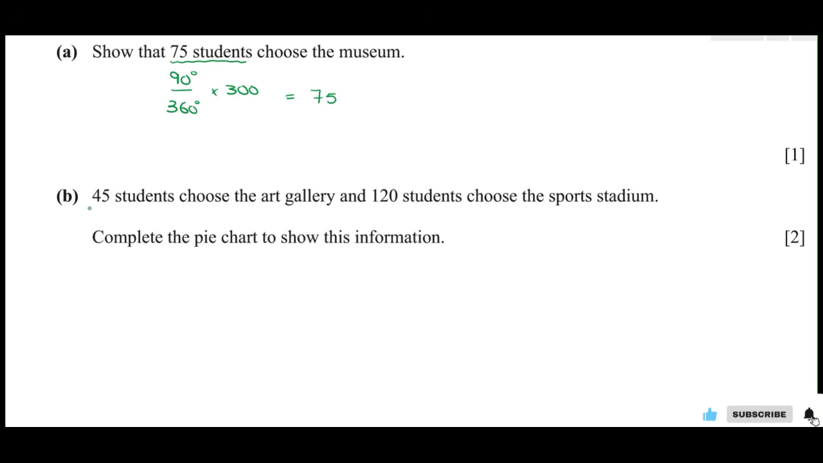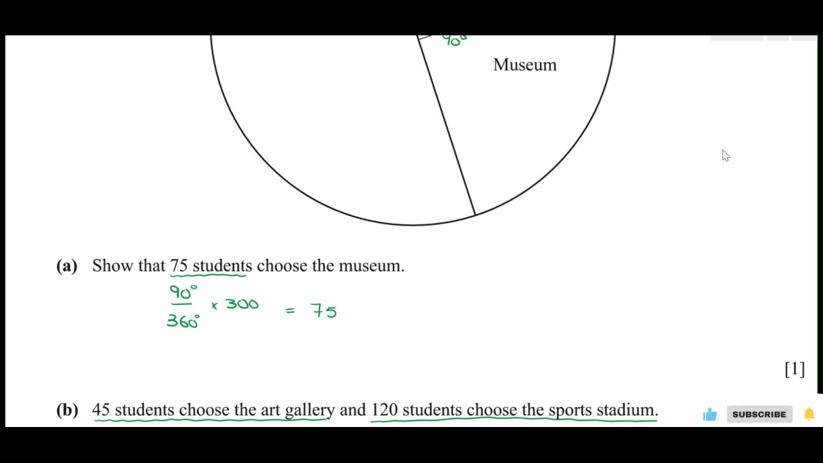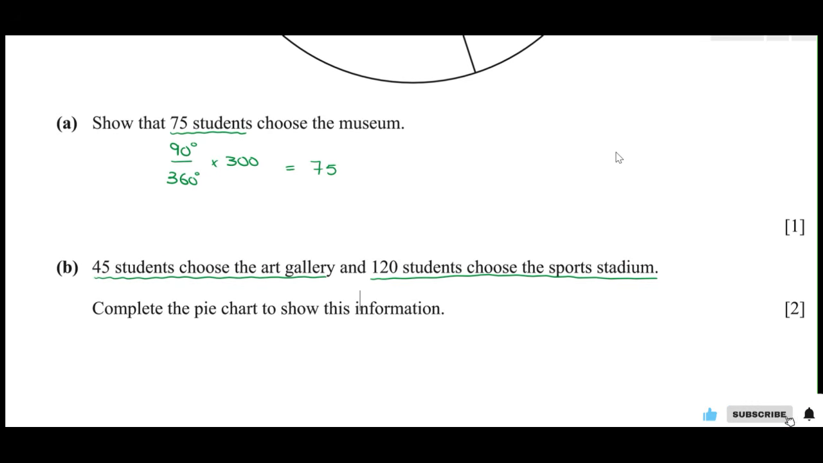Now for part B, 45 students choose the art gallery and 120 students choose the stadium. Complete the pie chart to show this information. So we need to basically figure out their pie chart sector angle, right? When we need to figure out this angle, 360 is the total, and this one is already given to us. So how do we do this?